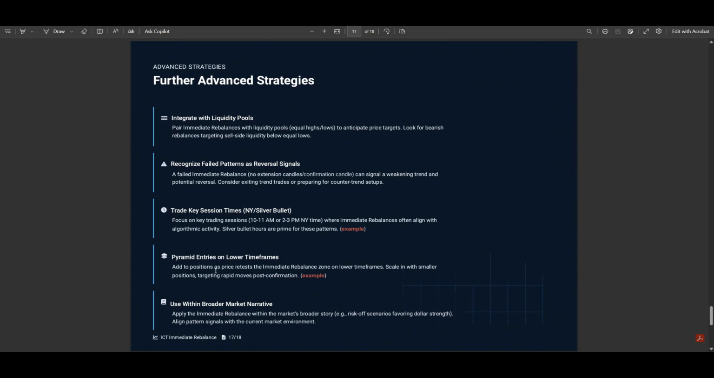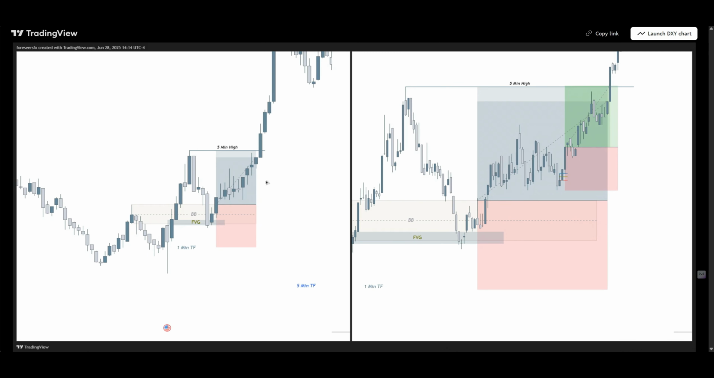Next, you can also pyramid entries on lower time frames. So add to positions as price retests the immediate rebalance zone on lower time frames. Scale in with smaller positions targeting rapid moves post confirmation. So in this example here, now let's just say I have a unicorn model, right? This is the 5-minute time frame. Don't get distracted by this. So we have a unicorn model, right? So we mark out that 5-minute high, price taps into that breaker block and fair value gap.